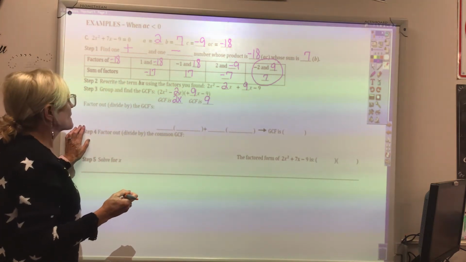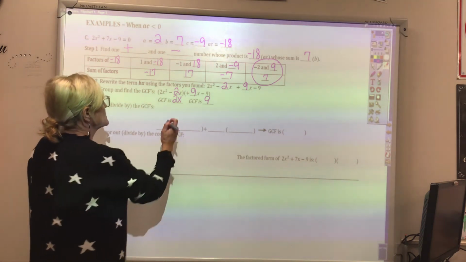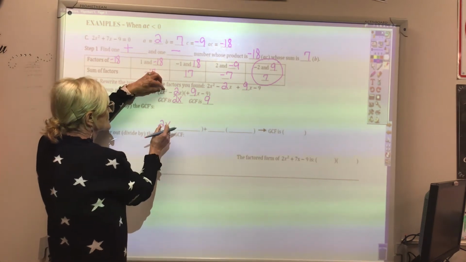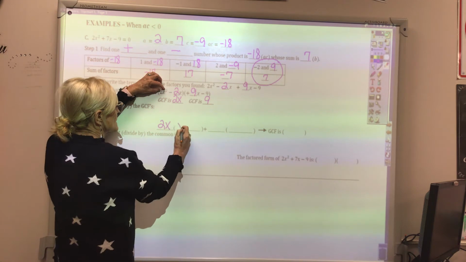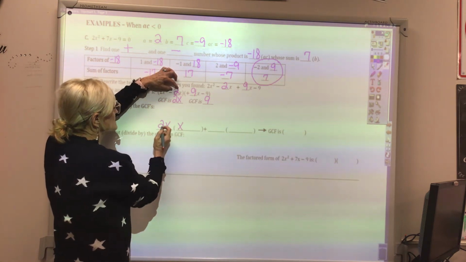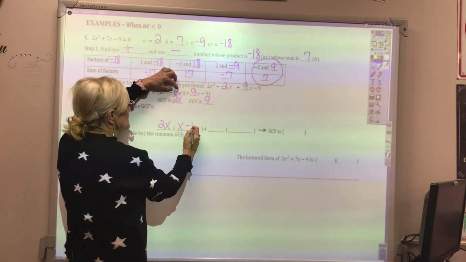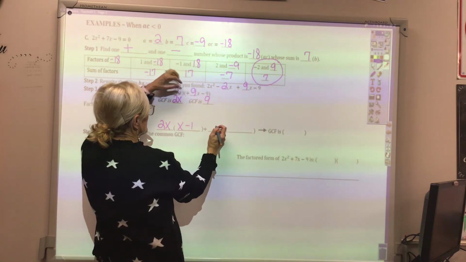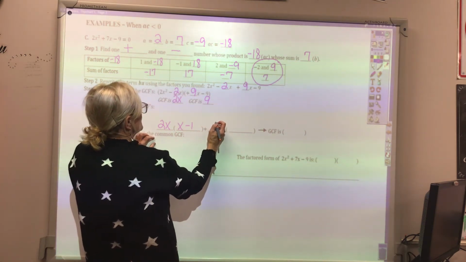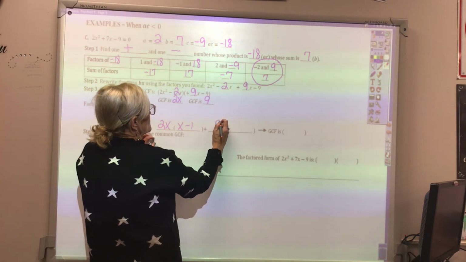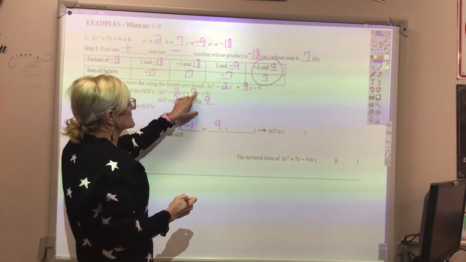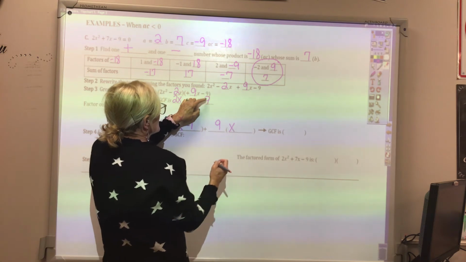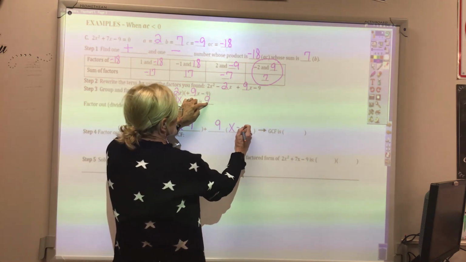We're going to factor out or divide out the greatest common factors. So when we pull a 2x out, we're taking 2x squared divided by 2x, which is x, and negative 2x divided by 2x, which is minus 1. Then we're going to put our 9 out front, because 9 is the greatest common factor of 9x and minus 9. So 9x divided by 9 is x. Negative 9 divided by 9 is negative 1.